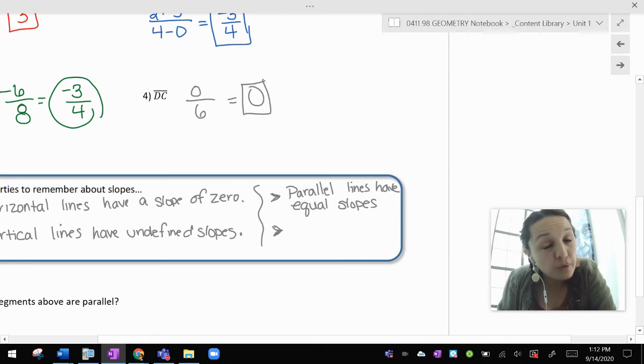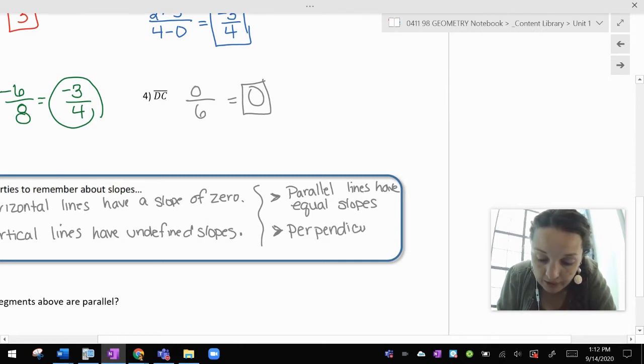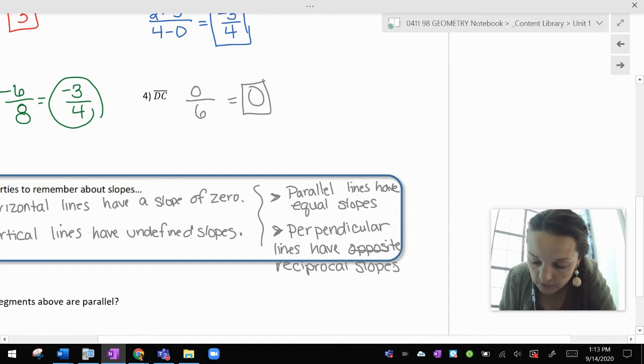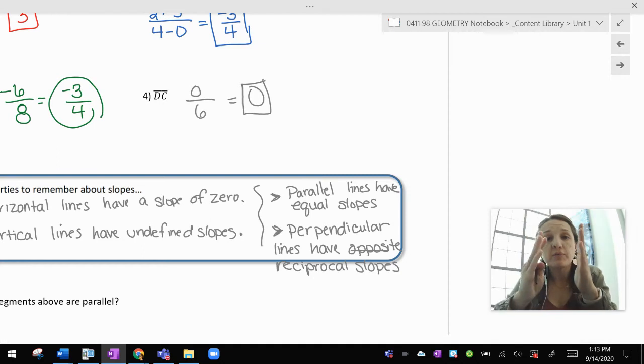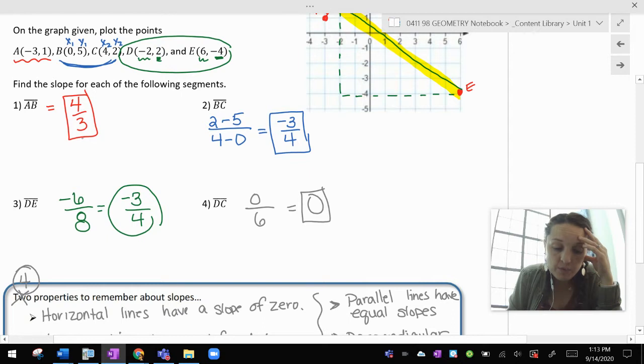And then one other thing that you're going to learn this year, and we're going to talk about quite a bit, is that perpendicular lines, perpendicular meaning they make a 90-degree angle, have opposite reciprocal slopes. Now, what does opposite reciprocal mean? It means you take a fraction, you flip it, and you change the sign. So we have opposite reciprocals right here, 4/3 and -3/4. One has a negative, one doesn't, and they're upside down.